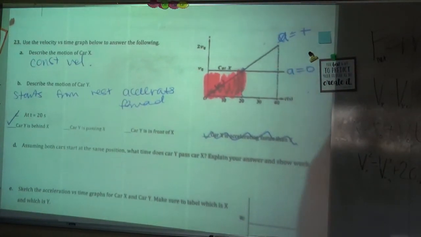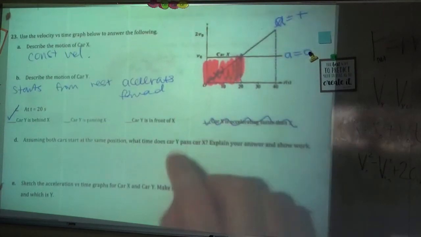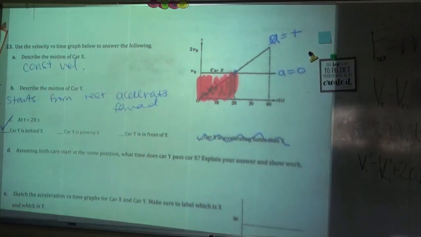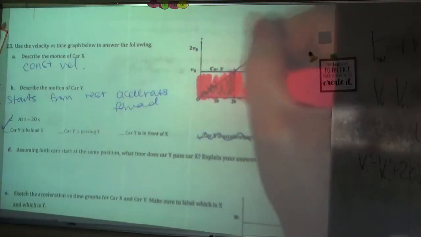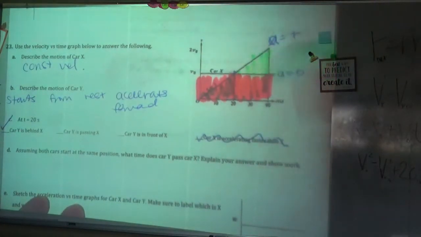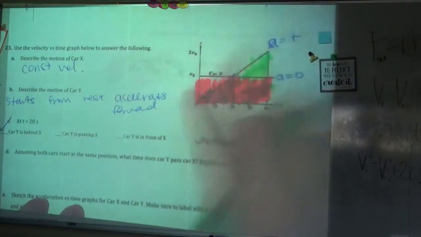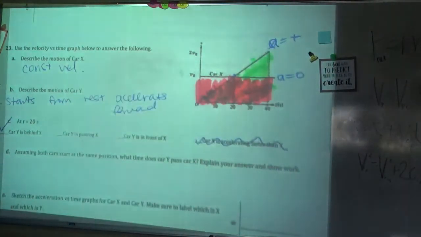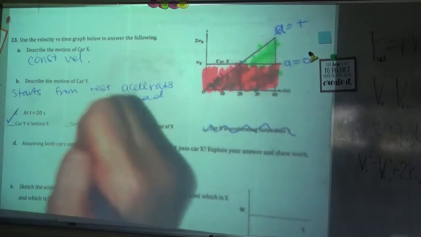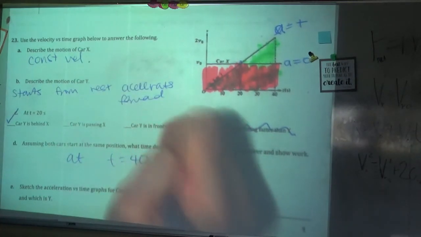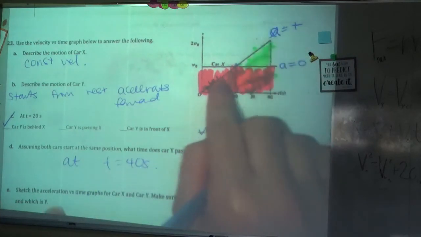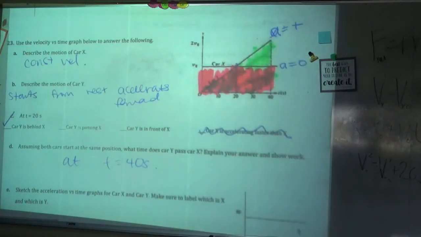And assuming both cars start at the same position, what time does car Y pass car X? So that would be when their area under the graph is equal. So that's going to be at the very end, because in that case, this pink rectangle would be equaled out with this green triangle. So at the very end at t is 40 seconds, because now it's gotten even faster, which makes up for the point where it was slower than car X at the beginning.